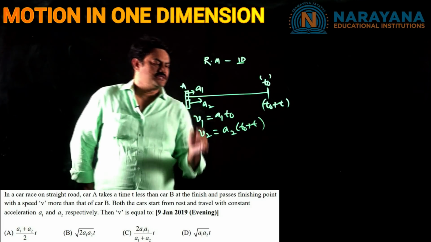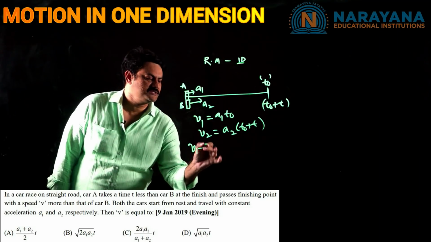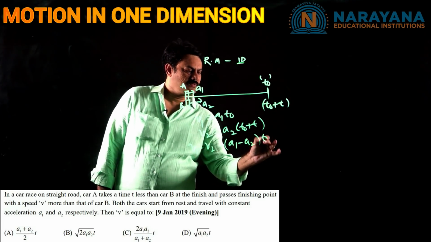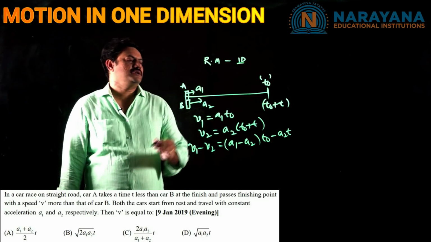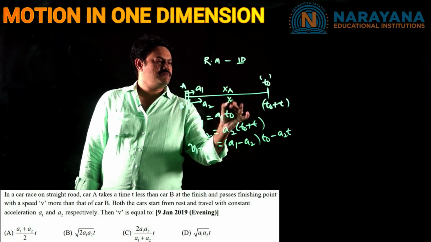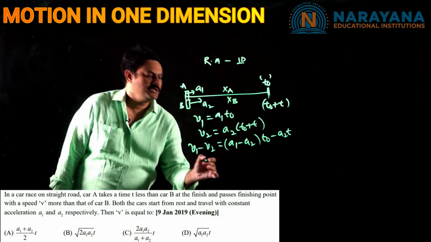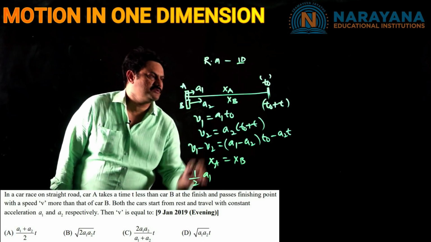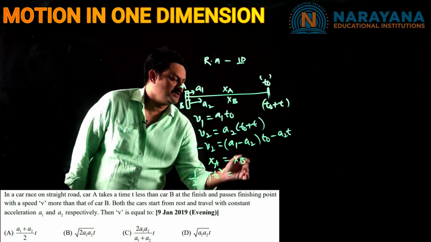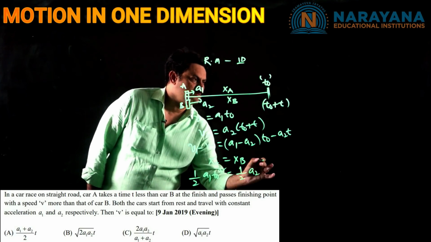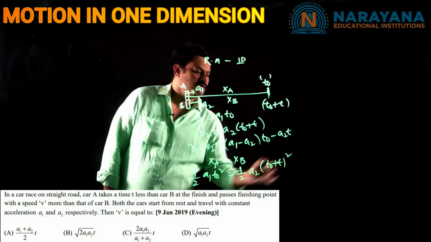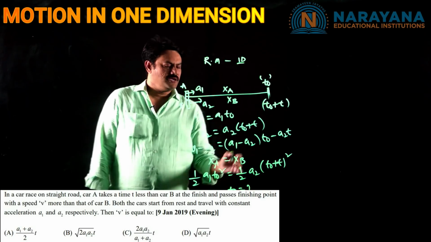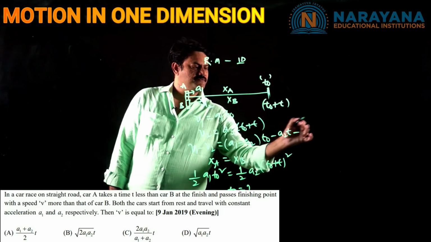So the relative velocity between these two, v1 minus v2, is equal to a1 minus a2 into t0 minus a2 into t. And here the distance travelled by A and the distance travelled by B are both the same. This is the ending point. So xa is equal to xb. xa means half a1 into time taken t0 square is equal to, for xb, half a2 into t0 plus t whole square. Now by solving these equations, first calculate the value of t0 from this equation and substitute this t0 value in this equation, you will get the answer.